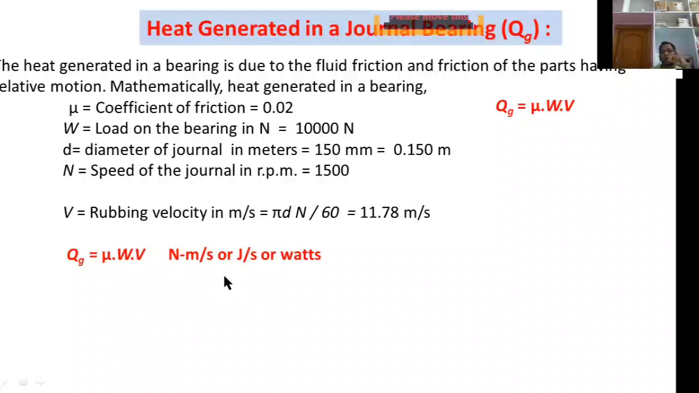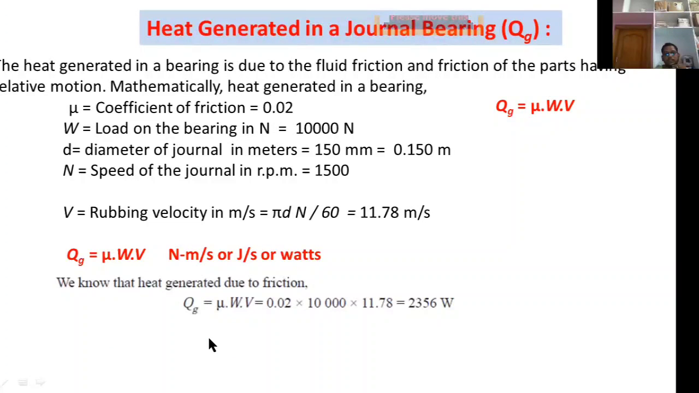Now already we know the expression for amount of heat generated, that is QG equal to mu WV. Substitute the value of mu equal to 0.02 and W equal to 10,000 and velocity V equal to 11.78. Substitute these three values in this equation.